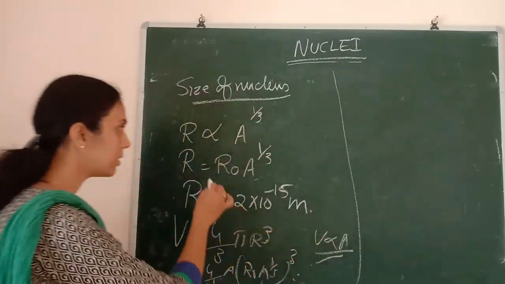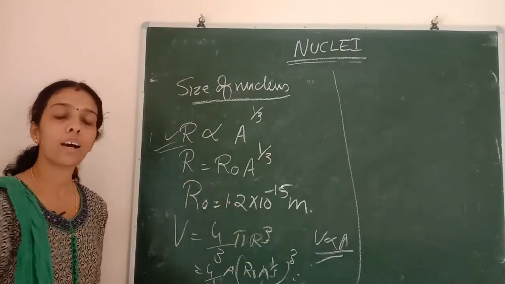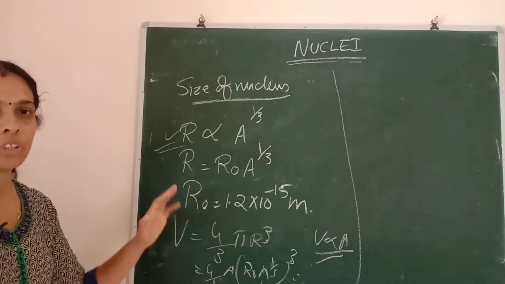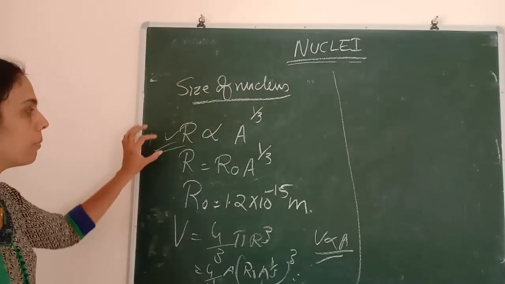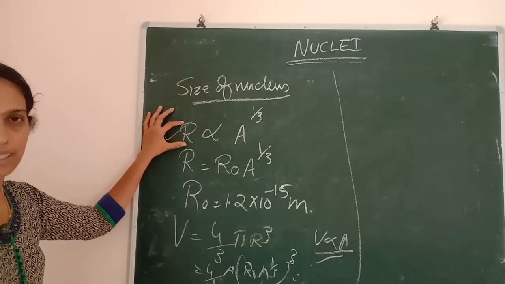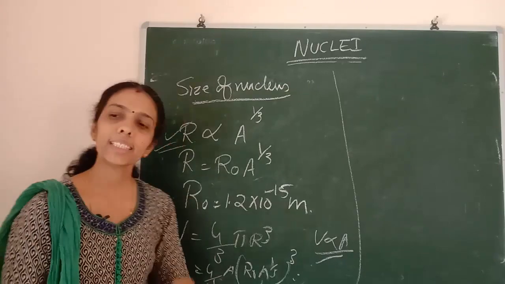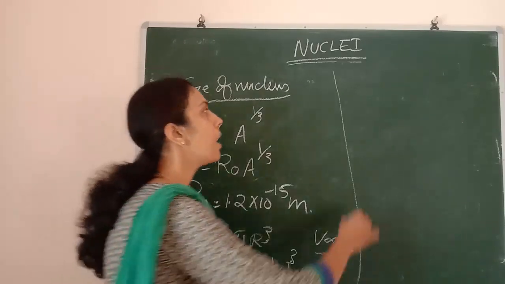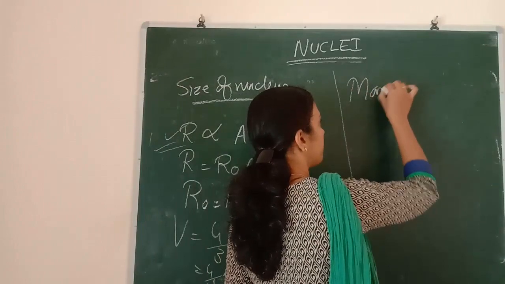This is an important one. It can be asked as a 1 mark or 2 mark question. Many times it is asked. So remember this equation: R is proportional to A to the power 1 by 3. Clear? Next we are going to study the mass energy equation.